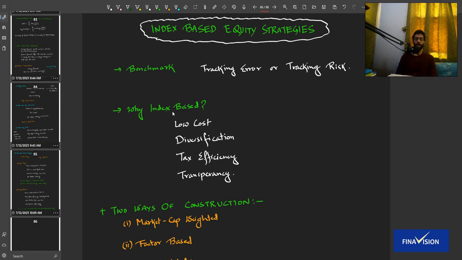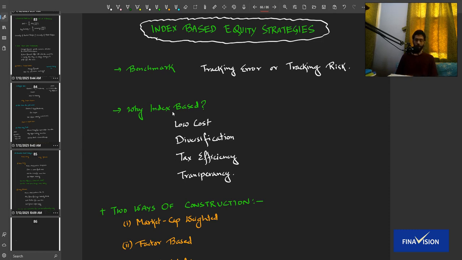Like for India, it can be Sensex, it can be Nifty Banking, it can be Nifty Small Cap, Mid Cap, Large Cap, it can be S&P 500, it can be the Dow Jones, it can be the S&P Small Cap, it can be some sectoral index, it can be some global index, and such. N number of indexes can work as the benchmark.